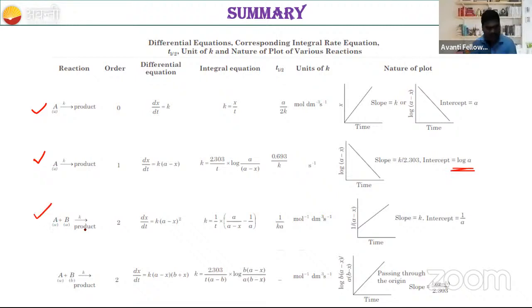Similarly for the second order, A plus B gives the second order. So this will be dx by dt equal to k(a minus x) raised to the power 2, right? And the integrated equation is kt equals 1 upon a minus x minus 1 upon a, and 1 upon ka is the half-life. We can also get it using the formula, and this is the curve we get, where the slope is equal to k and the intercept is equal to 1 by a. Okay, so this is the entire summary of the integrated rate equations for zero order, first order, and all this. I hope this is clear to you.